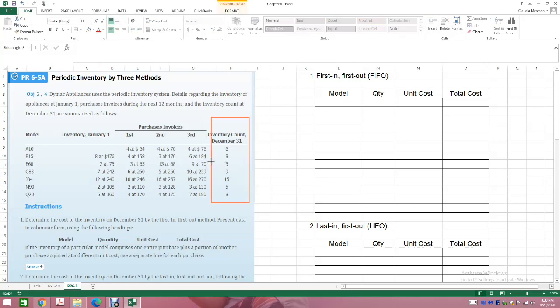Let me just scoot this over here a little bit. Okay, so that is basically what we're trying to figure out.